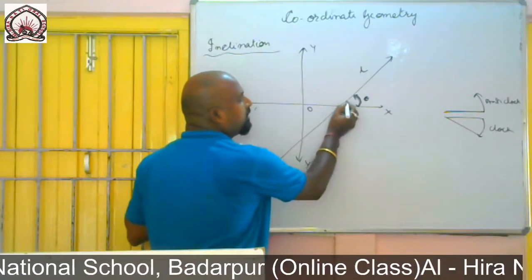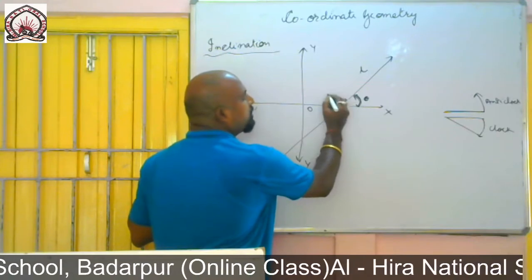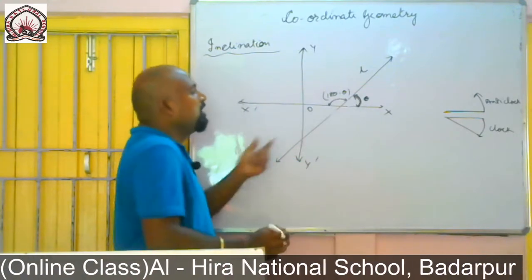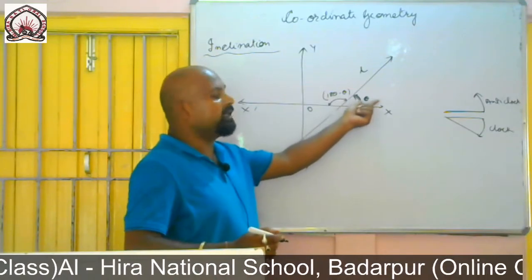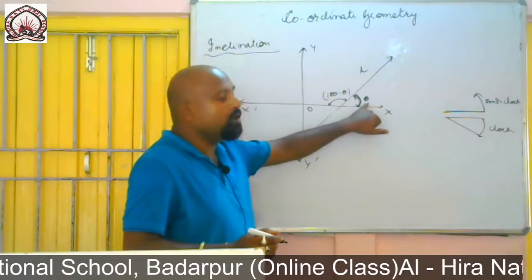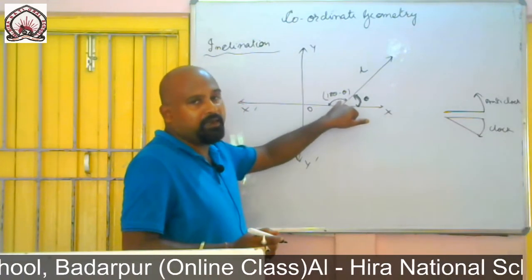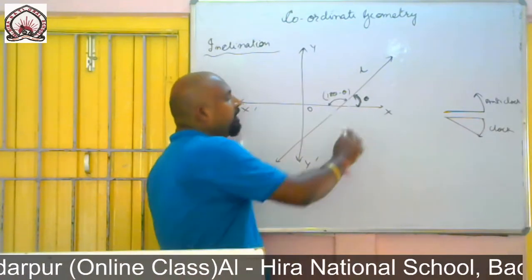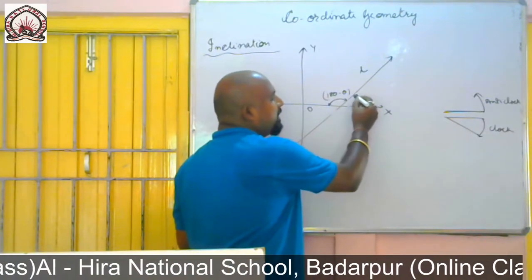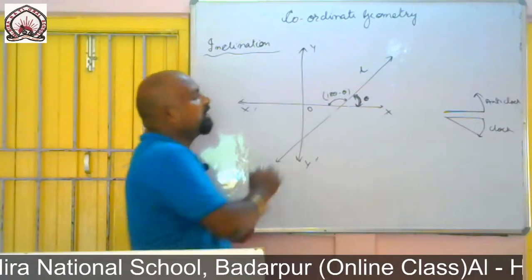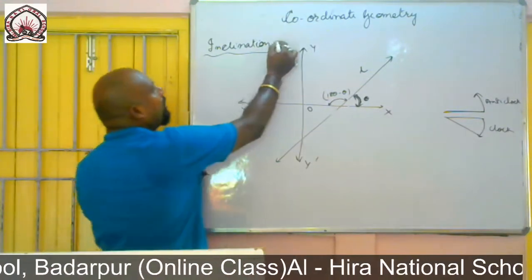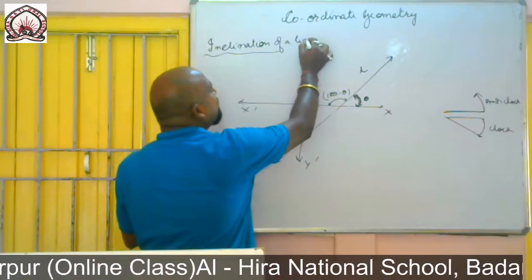Now this other angle is 180 minus theta. Here the inclination is the angle theta only. We will not consider 180 minus theta, because the inclination is measured along the positive x axis. This angle we say is the inclination of a line.